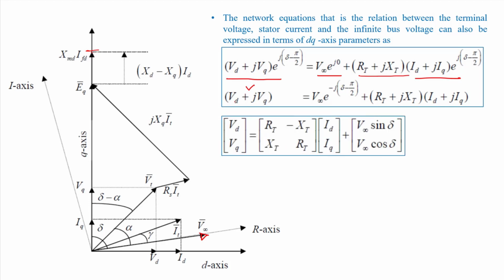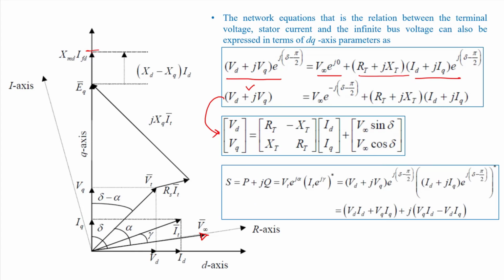Now if I write this equation in matrix form, Vd and Vq, if I segregate the real and imaginary parts, then Vd will be RT ID minus XT IQ plus V infinite sine delta. Similarly, considering the imaginary part, your Vq will become XT ID plus RT IQ plus V infinite cos delta. So in matrix form, I can represent this terminal voltage in the dq axis parameters, right?